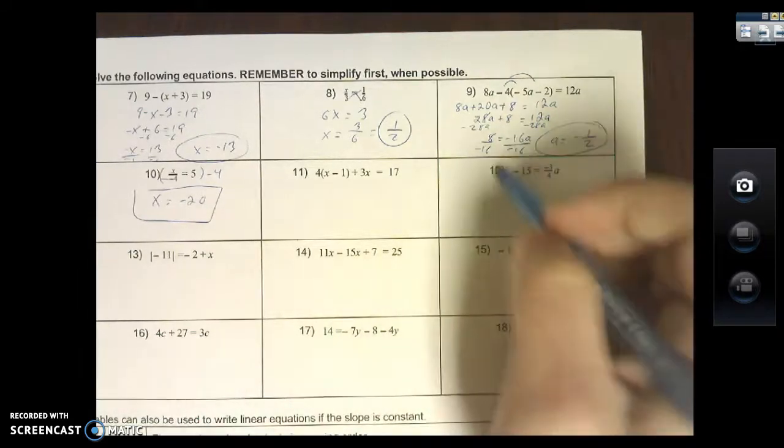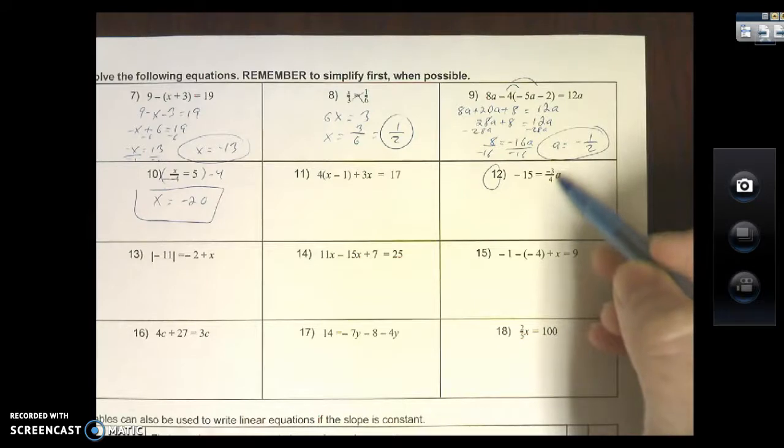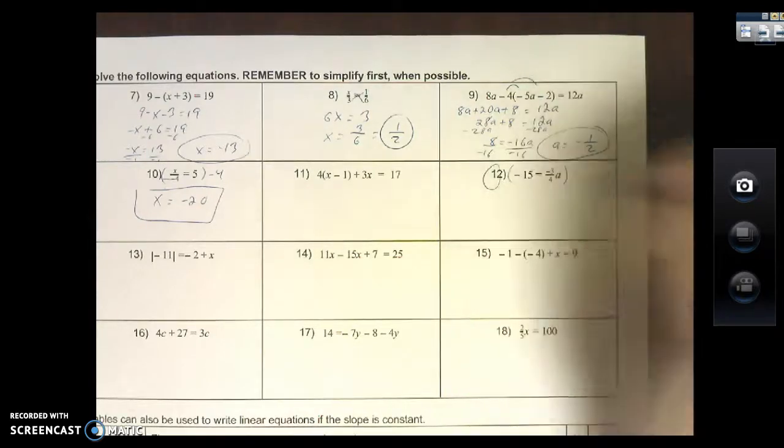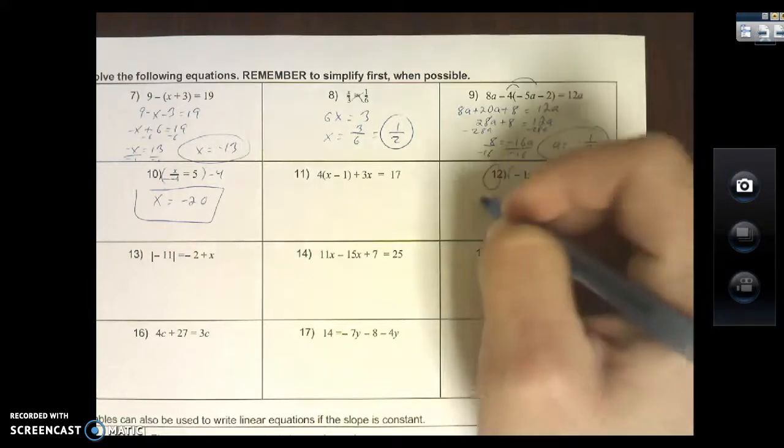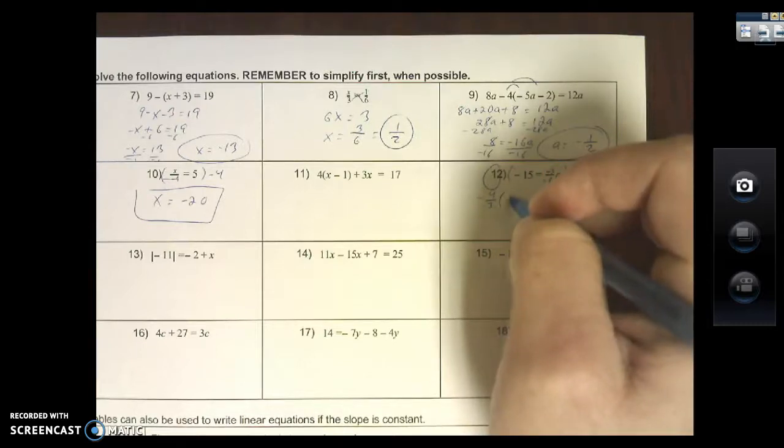Number 12, a bit different. See how it's a fraction in front of a? I can multiply both sides by the reciprocal of that. So the reciprocal of negative 3/4 is negative 4/3. That cancels this out. Over here I get negative 4/3 times negative 15.